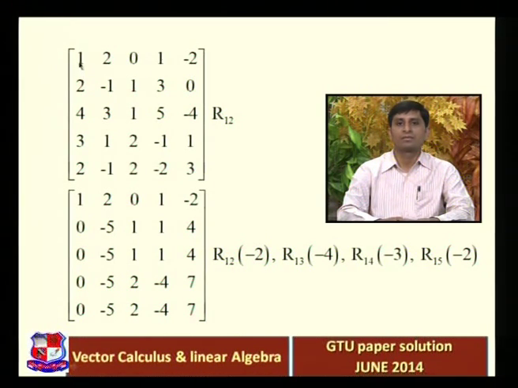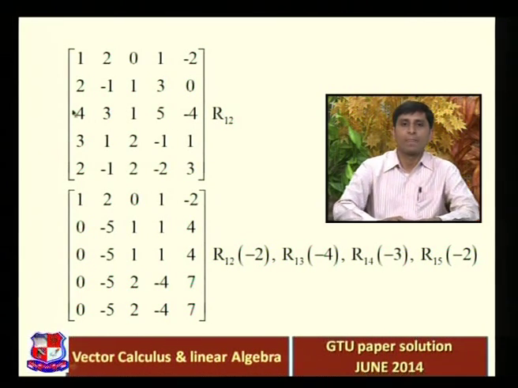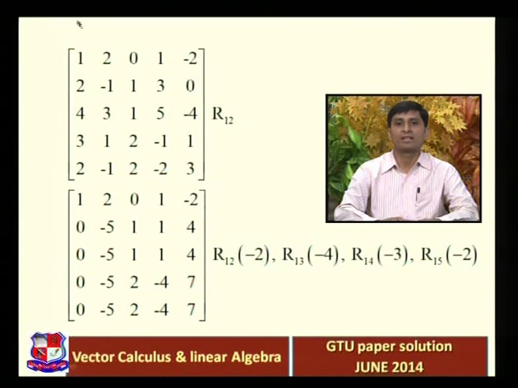Again we are multiplying the first row with -2 and adding into the third row. So the third row becomes, you can understand from this matrix, 4 - 4 = 0, then 3 - 8 = -5, then 1 - 0 = 1, then 5 - 4 = 1, and then -4 into -2, that is -4 + 4 + 8. So you will get 4. So you can see the third row is also 0, -5, 1, 1, 4. Next we multiply the first row with -3 and add into the fourth row.